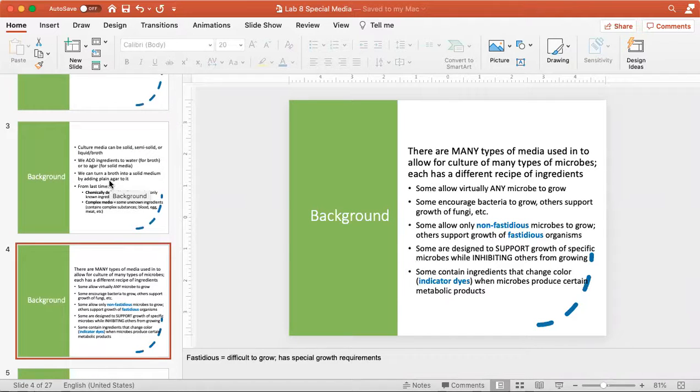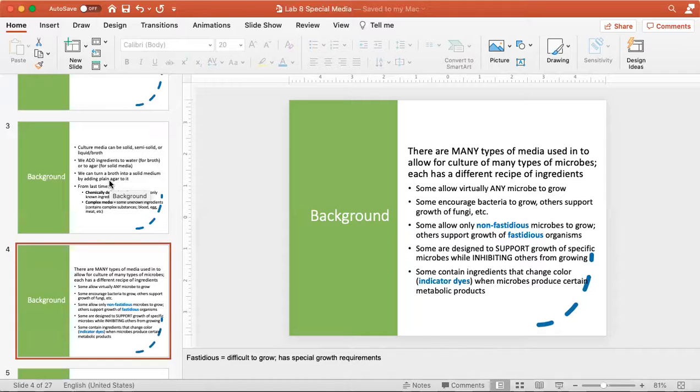There are lots and lots and lots of culture media out there. And again, you can buy them pre-made, or you can make them in the laboratory by yourself with a recipe. Most microbiology labs make their own media because it's less expensive. All you need is a recipe and the ingredients on the list.